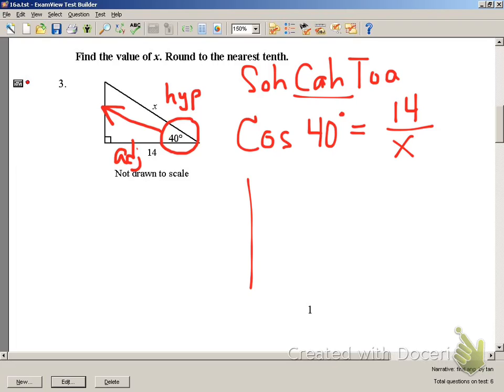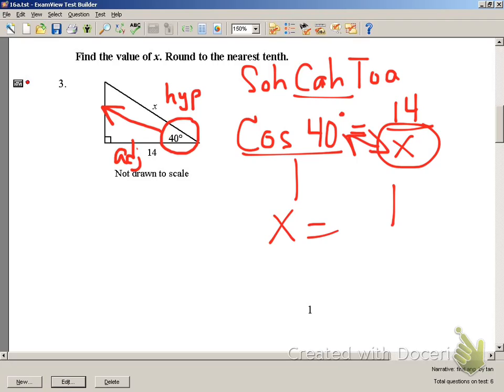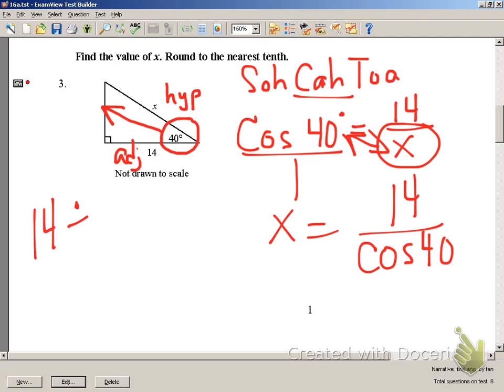Couple of rules of thumb. If you're looking for an angle measure, you're going to be using the inverse. If the x is in the denominator, this is a proportion. We cross multiply these, or we can simply just replace them so that 14 is now divided by the cosine of 40. We'd put that in our calculator: 14 divided by cosine 40, enter.